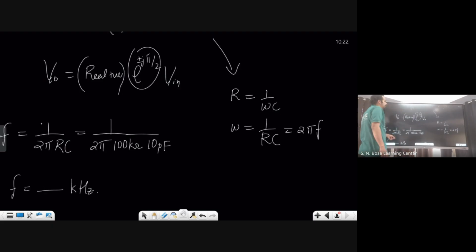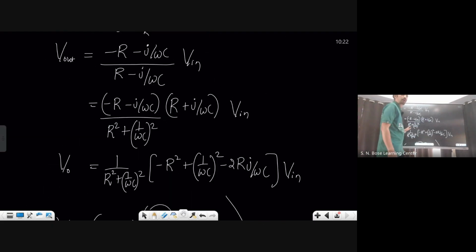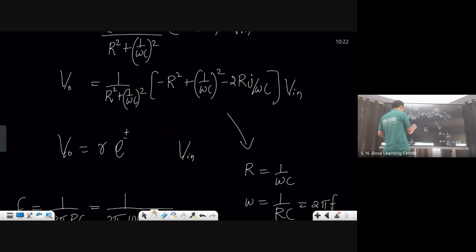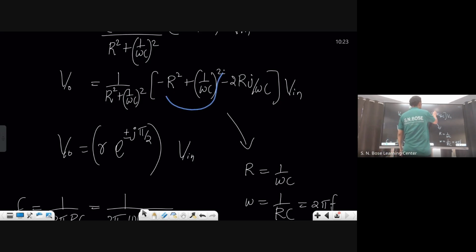You have to keep the given condition in mind. Output and input have a 90 degree phase shift. 90-degree phase shift means you have to find, if you go with the Argand representation, it should be some R e power plus or minus j pi by 2 into V in. If you take V in along the real axis, V out should go to either the positive imaginary axis or the negative imaginary axis. So what is e power plus or minus j? Only that should remain. That's why this must be 0. You got a point? This quantity must be 0.